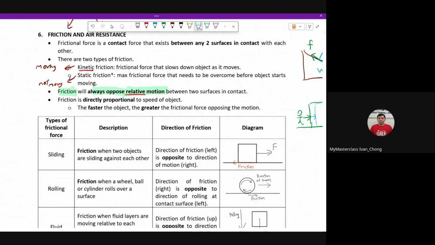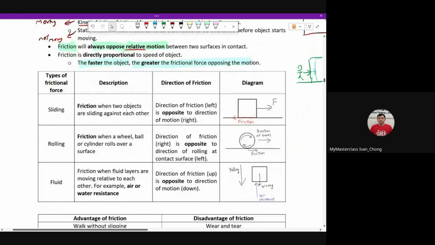And for the last property of friction itself, the faster the object, the more frictional force that is stopping you. That's why typically when you run, you feel the wind blowing against your face, right? That's actually the air resistance that's increasing and trying to stop you from running so fast.